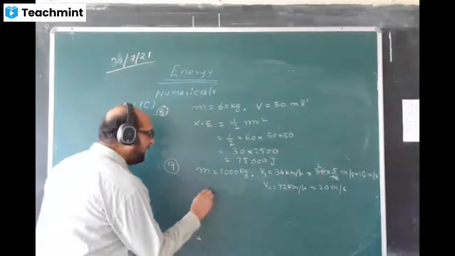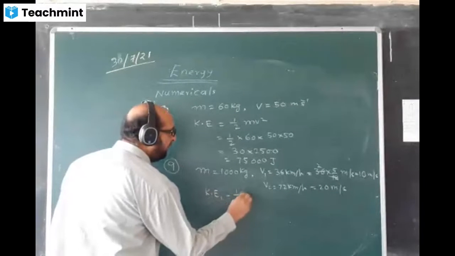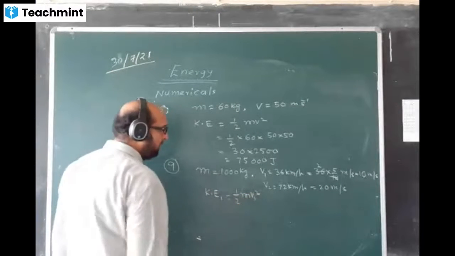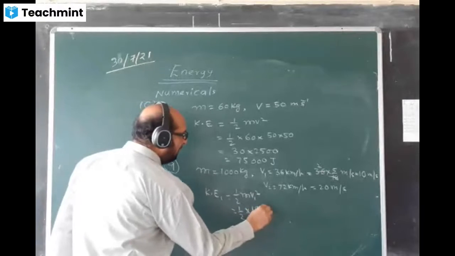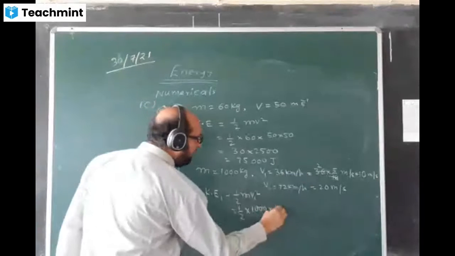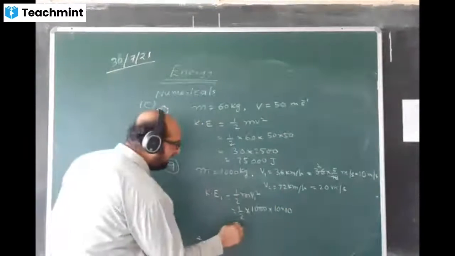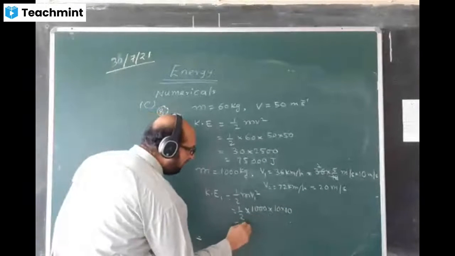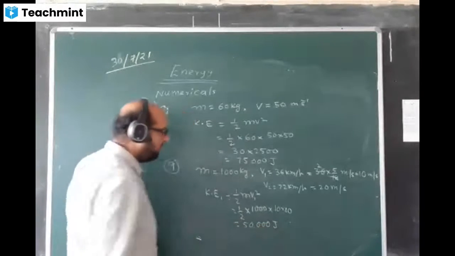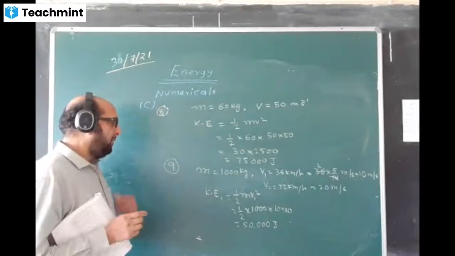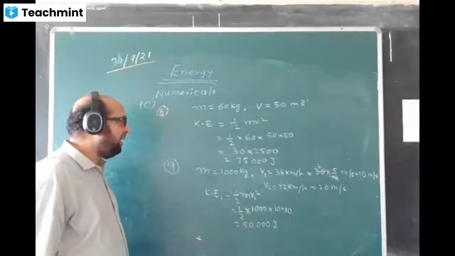Find kinetic energy number 1. KE1, first kinetic energy, you will find half mv1 square. Half mass is 1000. V1 is given 10. 10 into 10. 2 times I will add because of the square. I'll cancel and get the answer. 50,000 is coming. 50,000 joules. This answer is coming 50,000 joules, the initial kinetic energy. Now I'll find KE2.